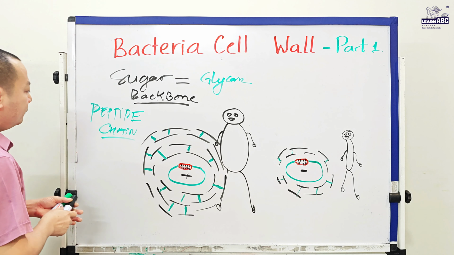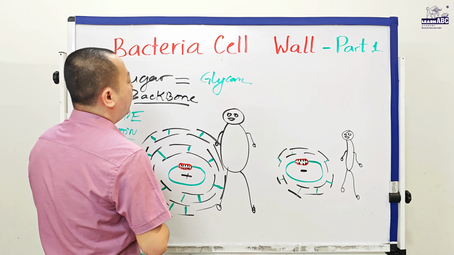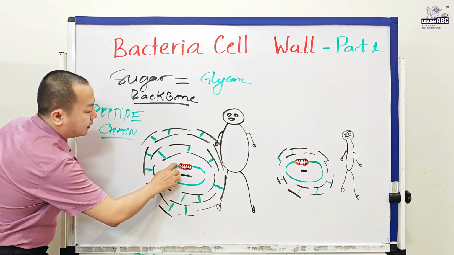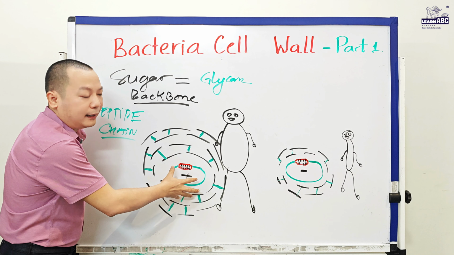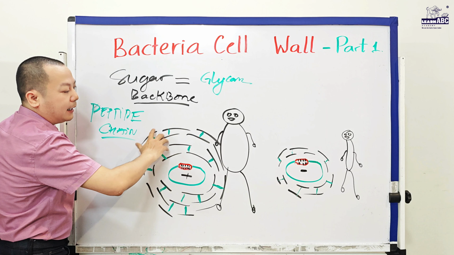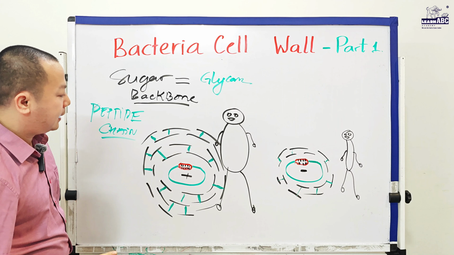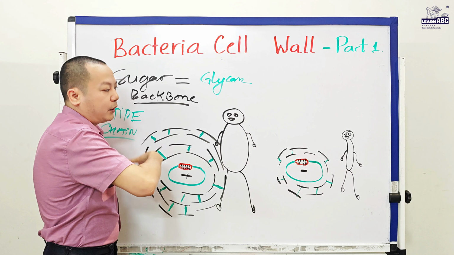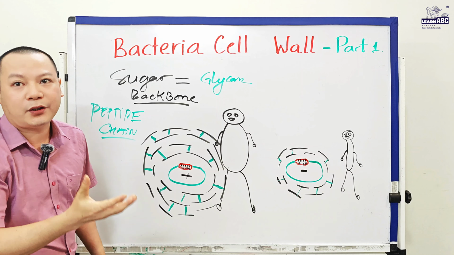Okay, but do you know what is the importance of the cell wall? You know, this inside membrane is very weak. That's why they need the cell wall to protect it. And what is the importance of this? First, it protects this inside membrane. Clear? And it makes the shape of the bacteria. So the cell wall makes the shape of the bacteria.